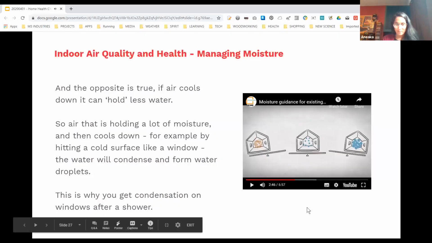Okay, so I'll leave that there, but hopefully that's helped explain the relationship between temperature and relative humidity and water vapour.